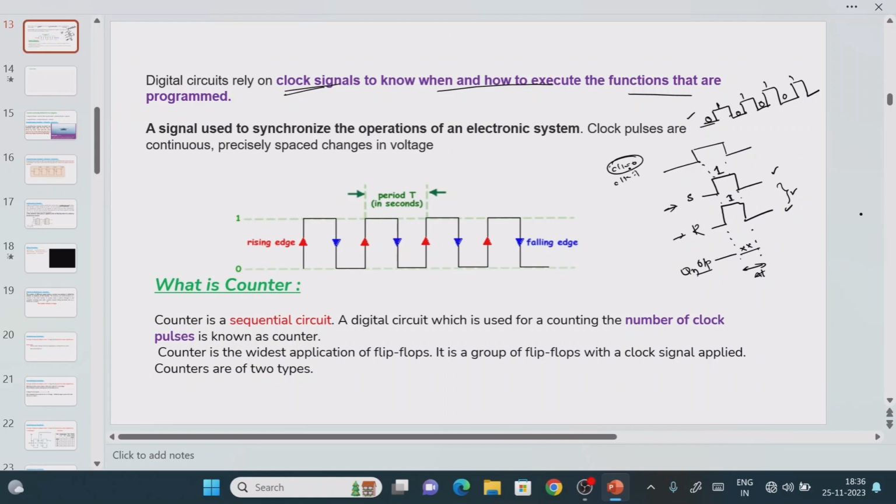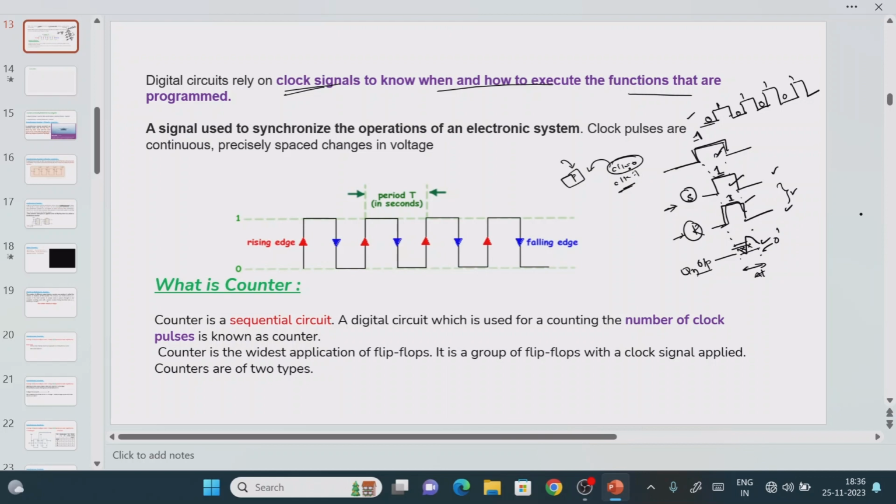If clock equal to 0, it will not perform any operation. It means it will copy the previous output of the previous state. When clock equal to 1, then only according to your input value, say you are giving S equal to 1, R equal to 1, right? Then only you will get some output value. It may be invalid or no change, it may be 0 or 1. So based on the clock pulse only, after giving the input, you will get the output, right?